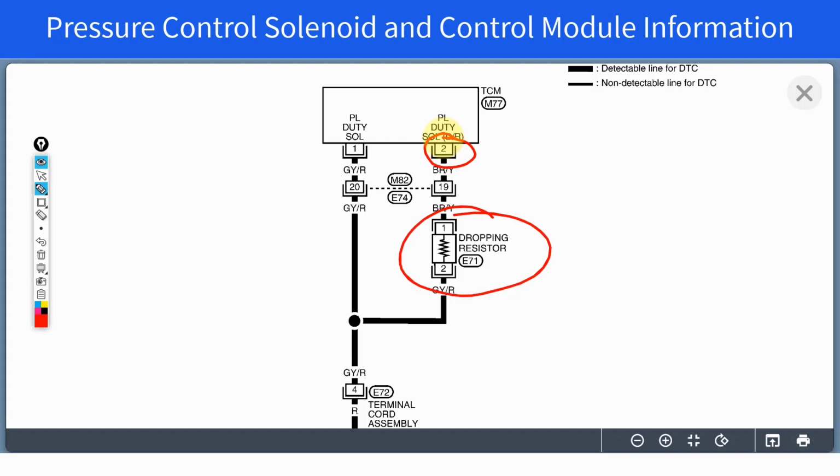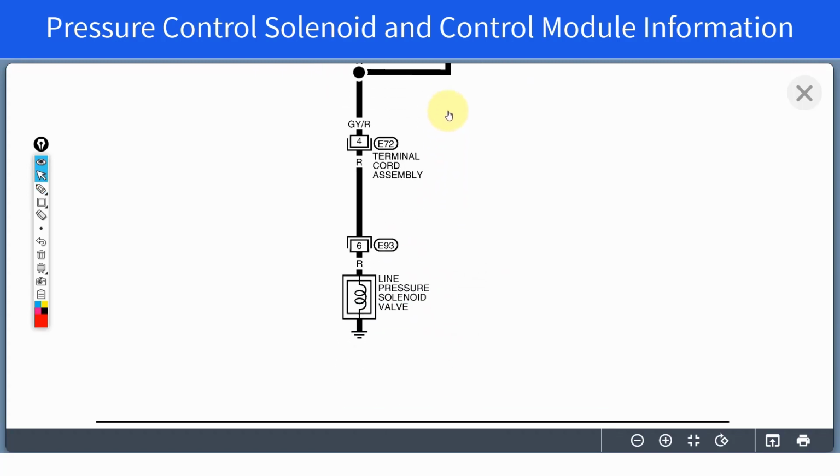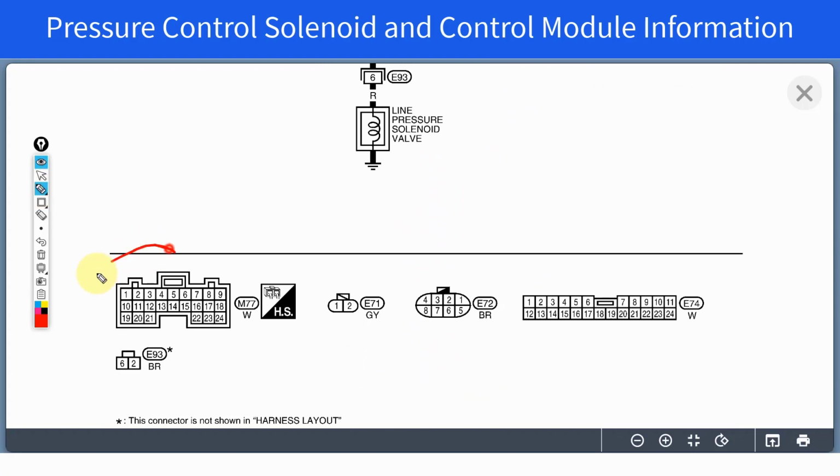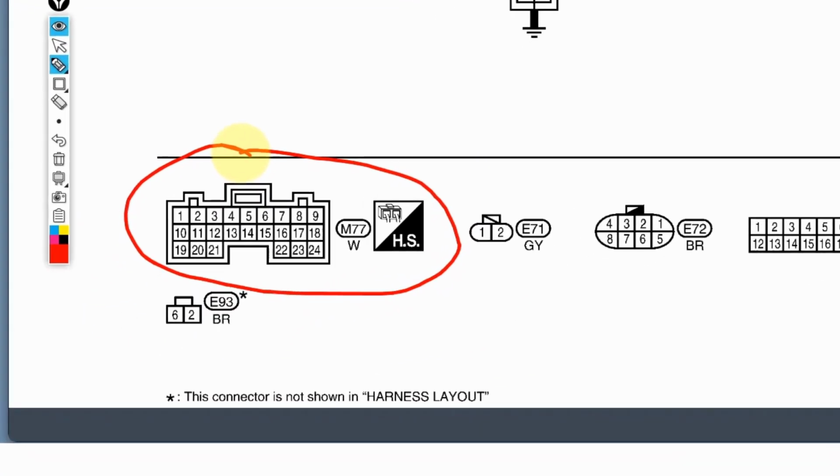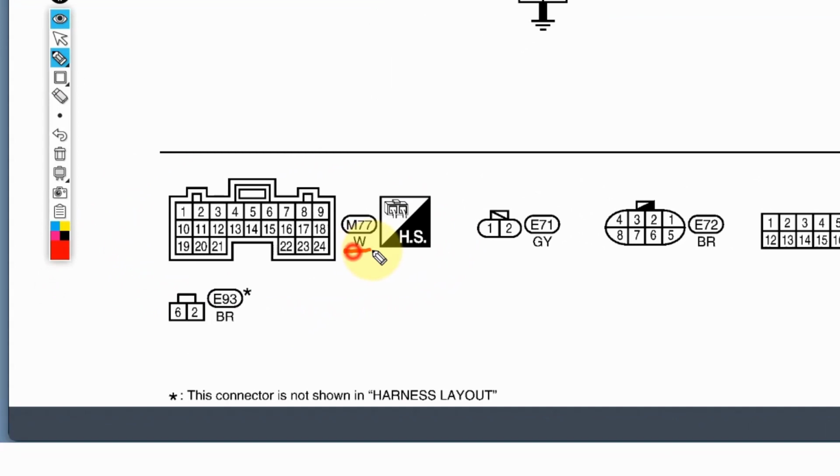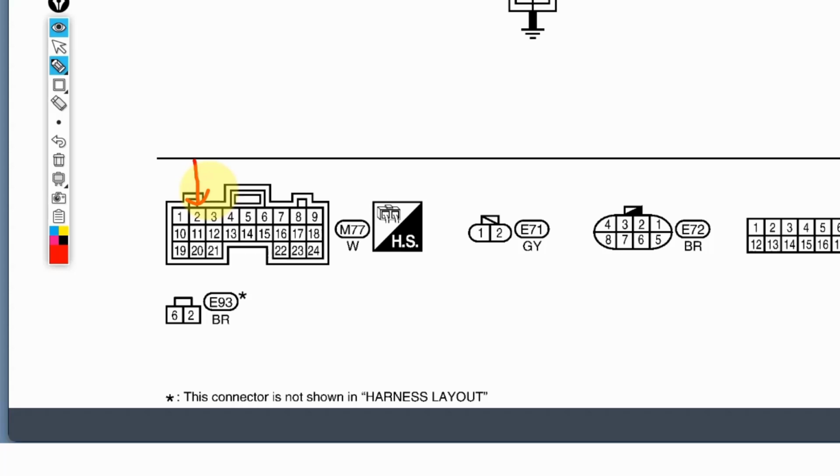Additionally, note the TCM reference number M77. Scroll to the bottom and note the image of M77 over here on the left. Also note the W under the ID number. That W means that the connector color is white. The image also has numbers in the wire cavities so that you can find them. Pin 2 is the connector we want to test.